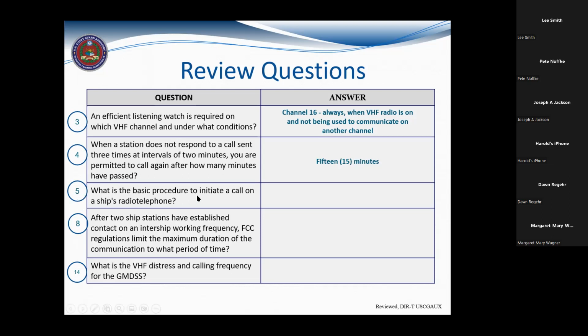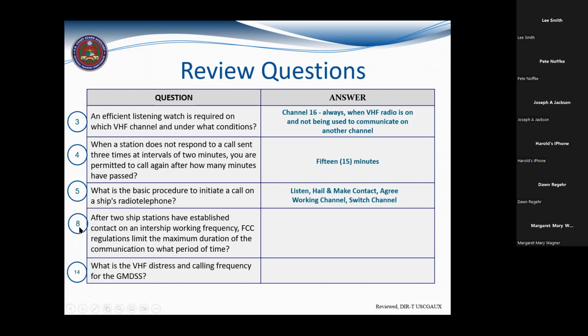Question 5, what is the basic procedure to initiate a call on a ship's radio telephone? What's the very first thing? Call sign. Listen. See if the channel's free. Well, first thing, they presume you're on the correct channel. So the first thing you do is listen. Then call the vessel that you're trying to contact. When you contact them, agree on a working channel and switch. Something like that sounds like it's going to be an all of the above because they've got several aspects in there.